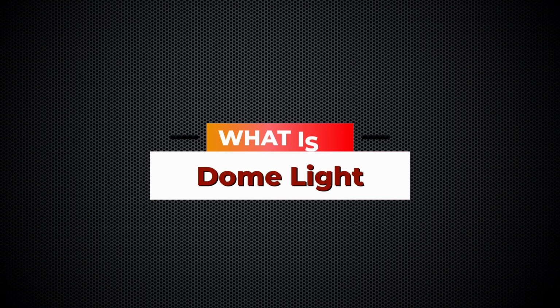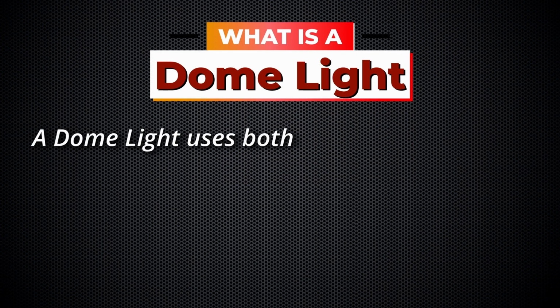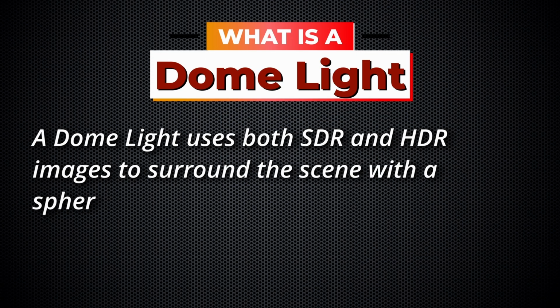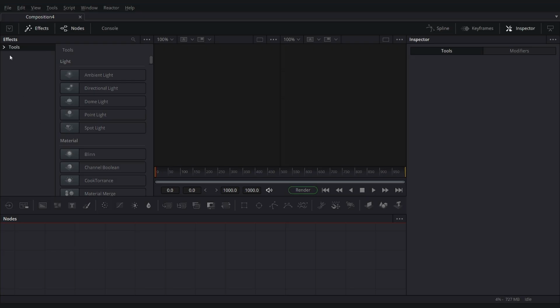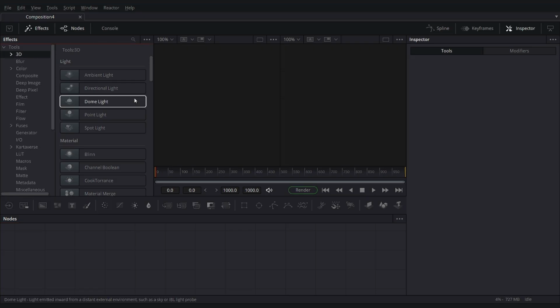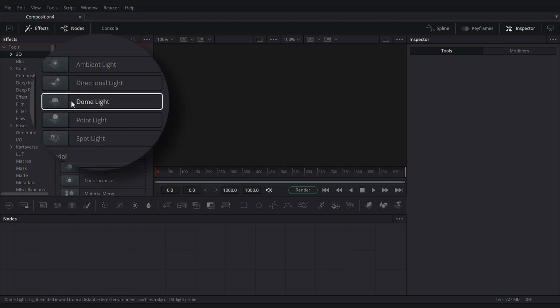Now let's check another feature in Fusion 20, the dome light node. A dome light uses both SDR and HDR images to surround the scene with a spherical light map, similar to an environment light. To use it, go to Tools, 3D, and over here in the light section, we can see this new node that's been added, and it's called the dome light.